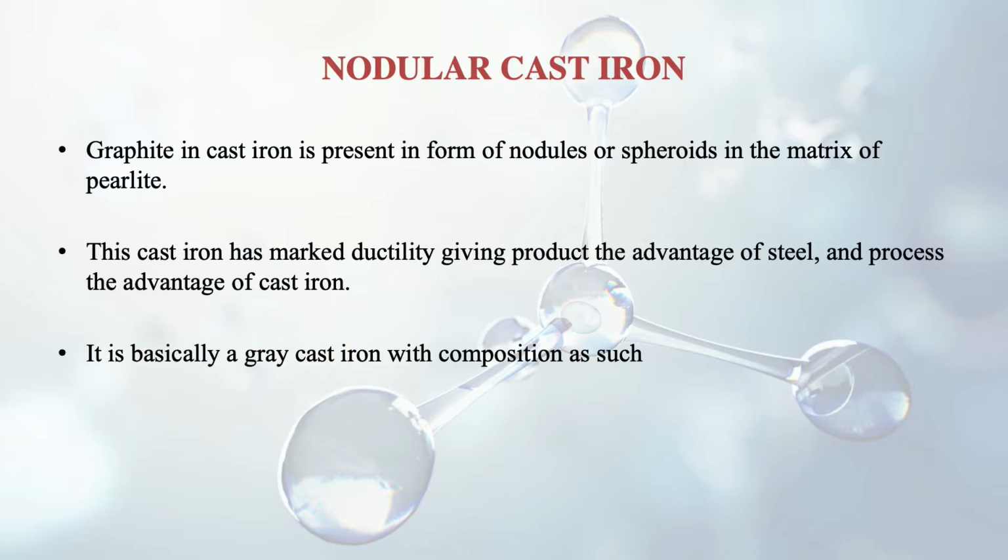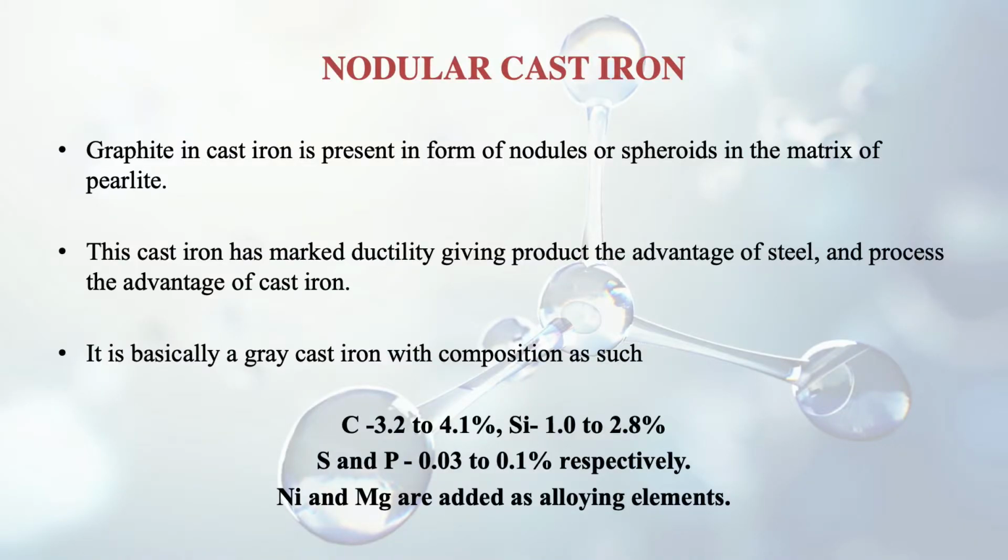It is basically a grey cast iron with this composition. So this one is also a kind of grey cast iron only, but here spheroids are present instead of flakes. The carbon percentage is 3.2 to 4.1%, and silicon is 1 to 2.8%, and we have sulfur and phosphorus in very low percentages, 0.03 to 0.1% respectively. We also have nickel and magnesium, which are added as alloying elements to make its properties better.